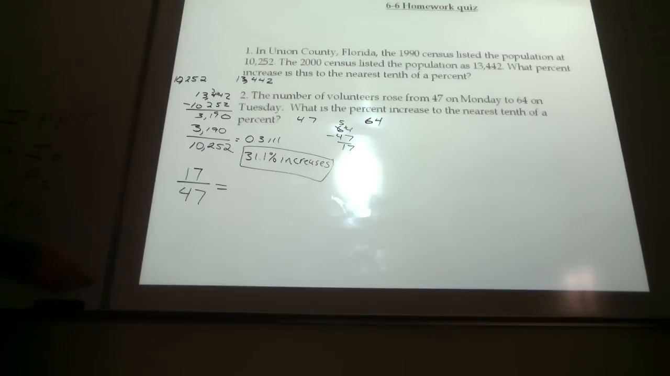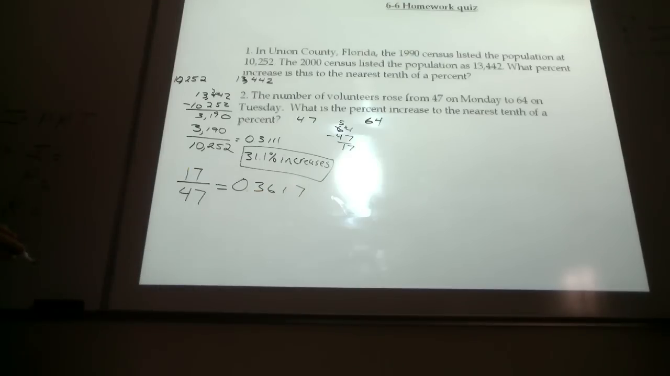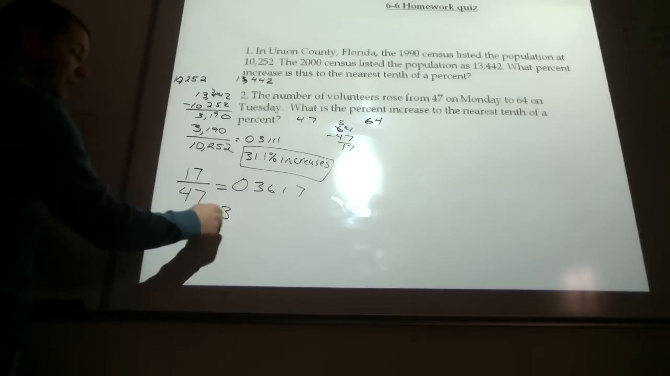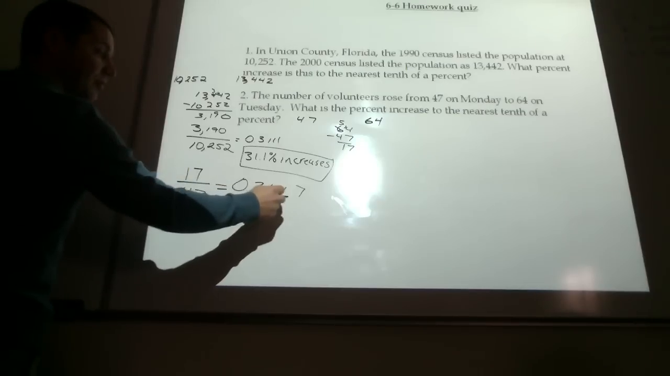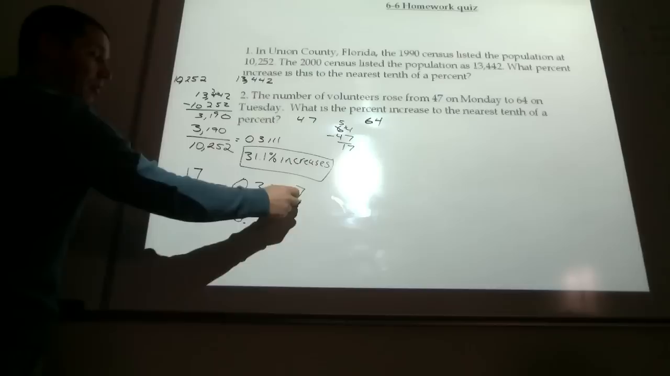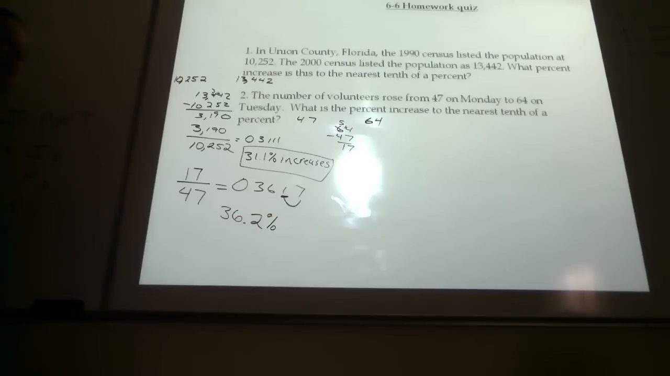And we should have, I believe it's 0.3617. Is that right? Now, if we're doing this to the nearest tenth of a percent, we'd have 36. Then here's our tenth number. This is going to be our tenth number in the percent. We need to look next door. 36.2%. Then, of course, it should say increase as well.